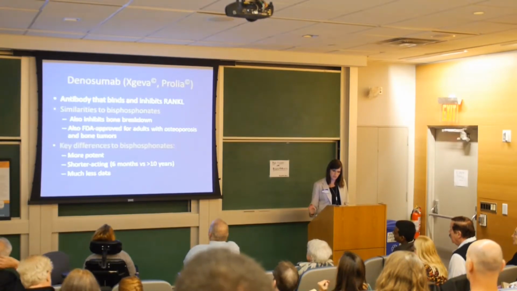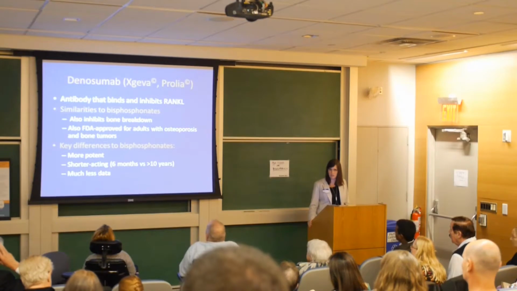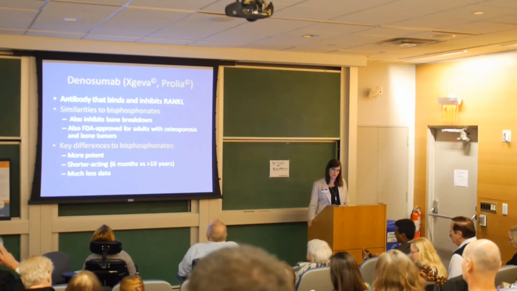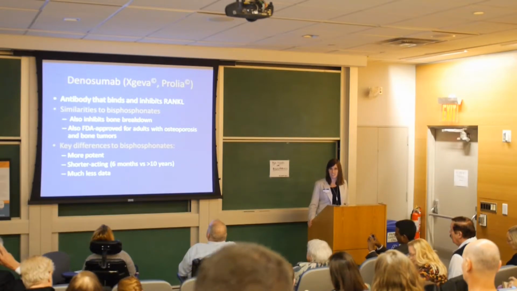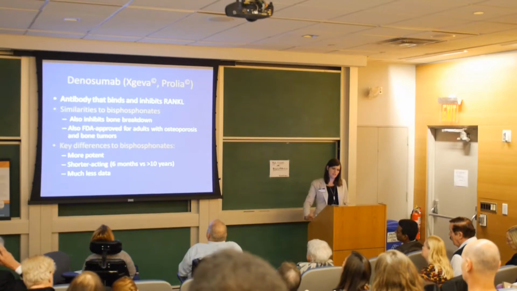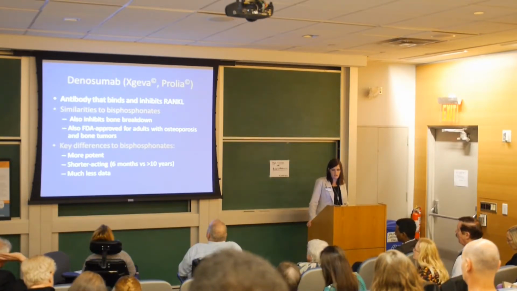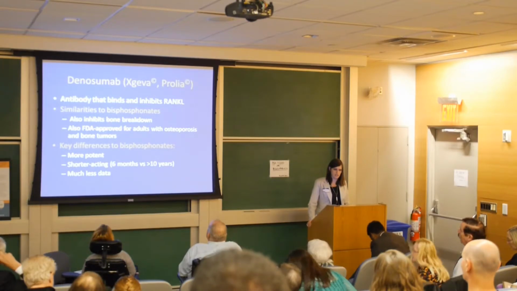I'm just going to then segue into Denosumab, which is a drug that's similar to bisphosphonates that's really gotten a lot of attention recently in both fibrous dysplasia and in other areas. So Denosumab is an antibody that binds and inhibits a protein called RANK ligand, and we'll talk a little bit about what that protein is.